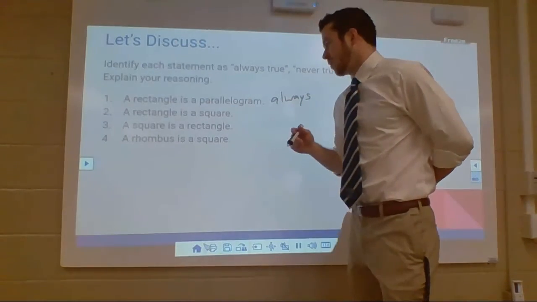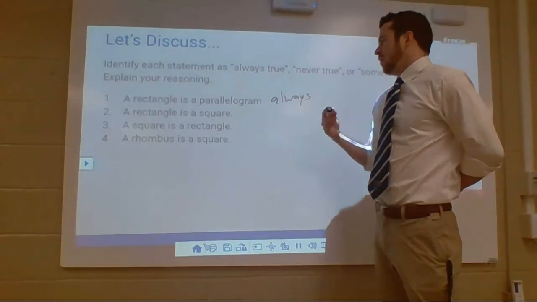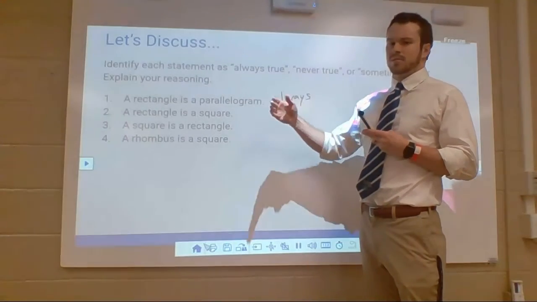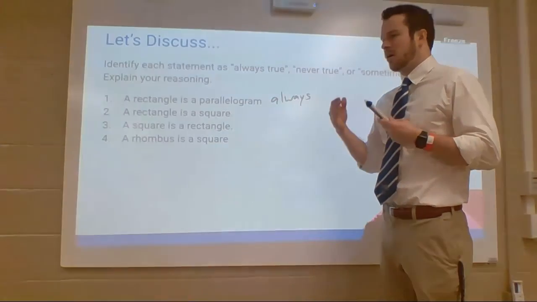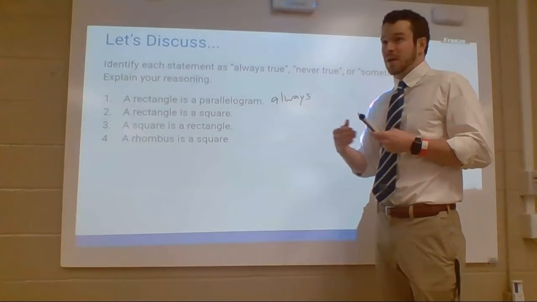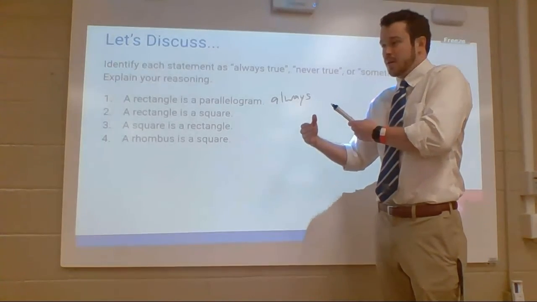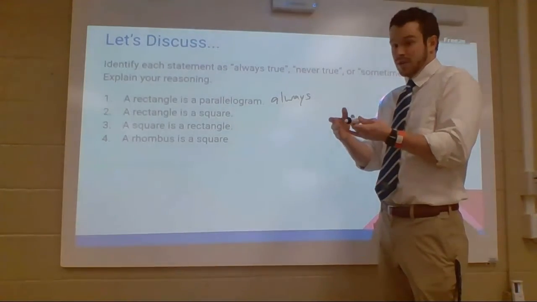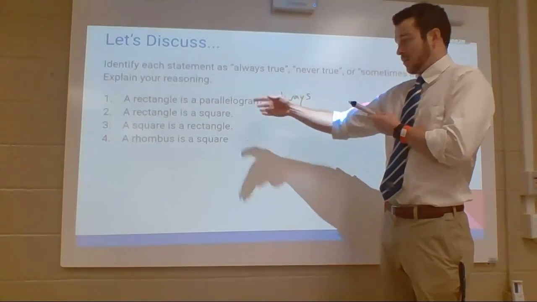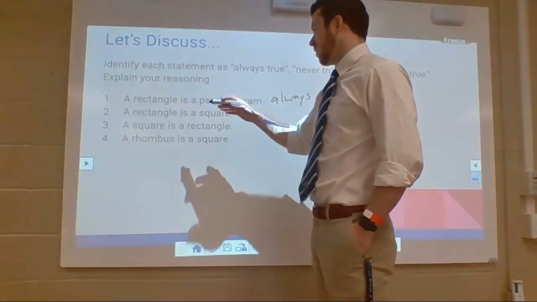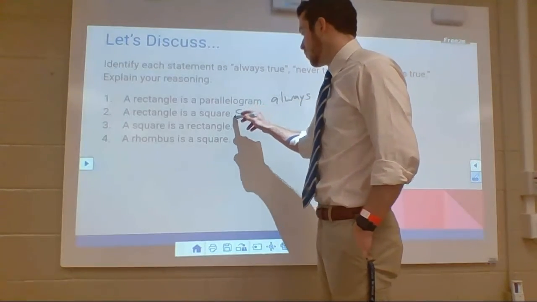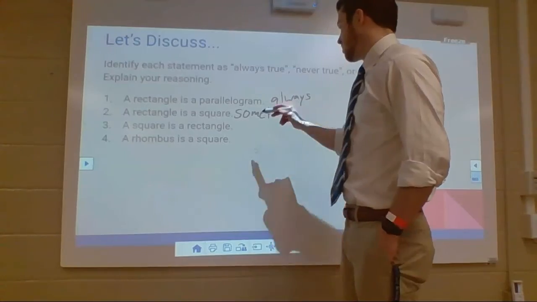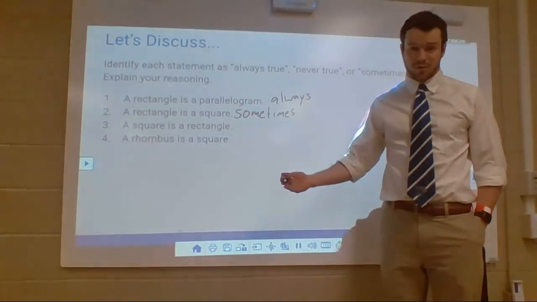A rectangle is a square. Well, a rectangle has 4 right angles, right? But it doesn't always have 4 congruent sides. If that rectangle also had 4 congruent sides, then it would be a square. So there are cases where a rectangle does have 4 congruent sides, making it then a square. But a rectangle may not always have 4 congruent sides, so this is only sometimes true.